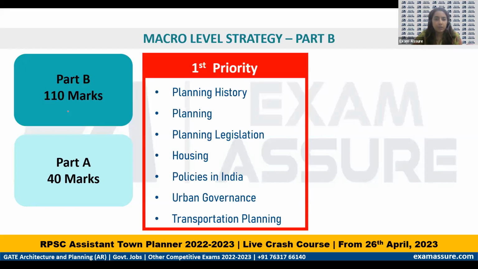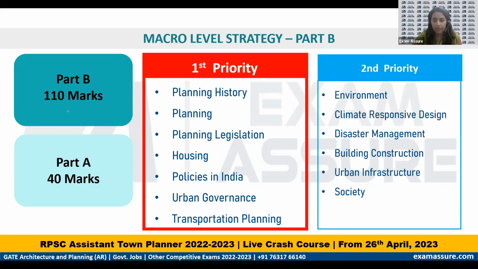Again, in part B, we can categorize the topics into two sets: first priority and second priority. Like we saw, planning had a larger number of subtopics to be covered. So all the planning related topics could be put on the first priority, and other topics, let's say like building construction and so on, could be put on the second priority list. Now, that again does not mean that you need to study only the first priority. No, you need to cover both lists, and topics from both of them, in order to get a better score.